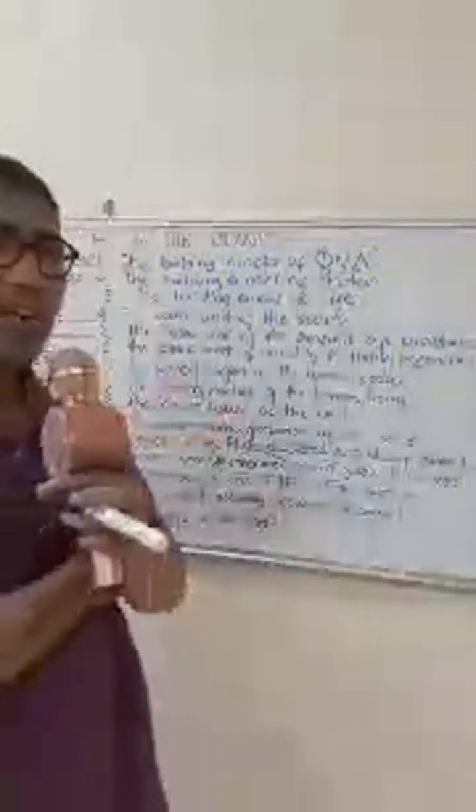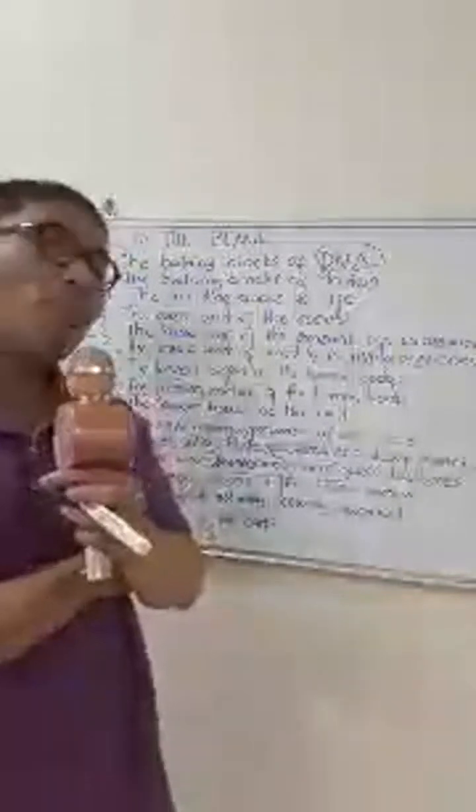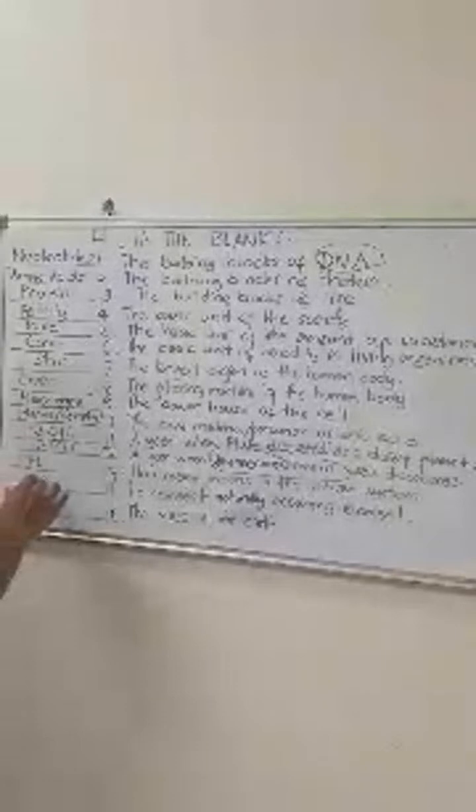Okay, number 14, the heaviest naturally occurring element. Okay, it's very easy also in chemistry. So if you can still remember, it has an atomic weight of 238 grams per mole. So this is uranium. Okay, things like that. Uranium is the heaviest naturally occurring element.